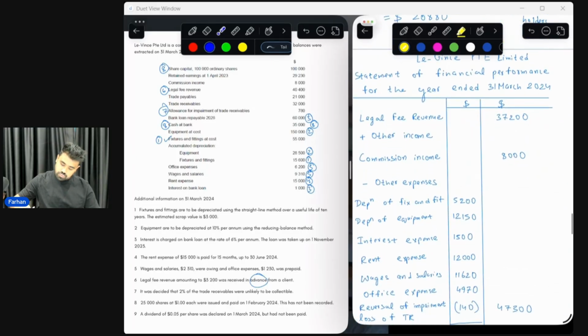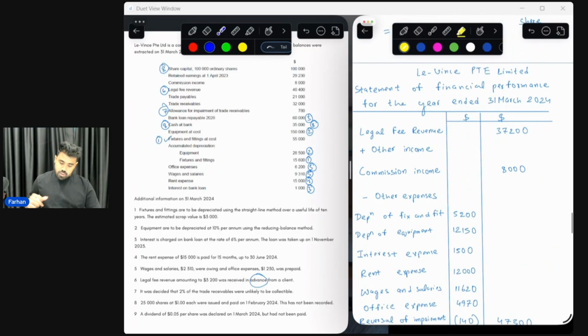Okay. All right. Now, let's go through the statement of financial performance for the year ended 31 March 2024, also known as the income statement. We have prepared this using the usual format. So we start with the legal fee revenue. Now, this is the legal fee revenue that we have actually earned.